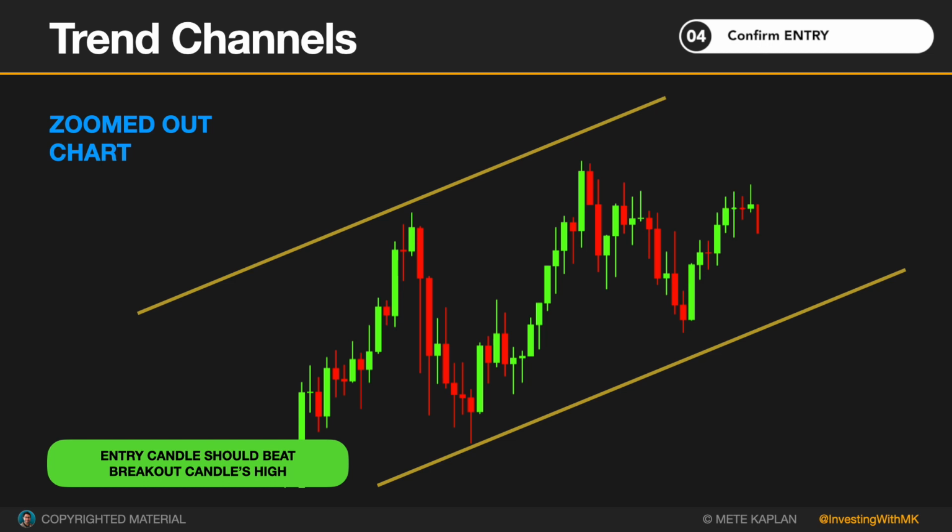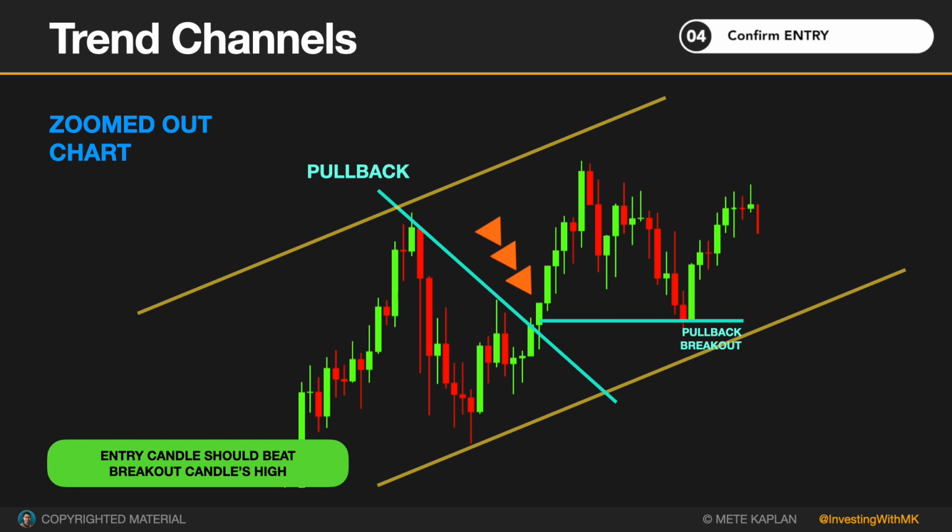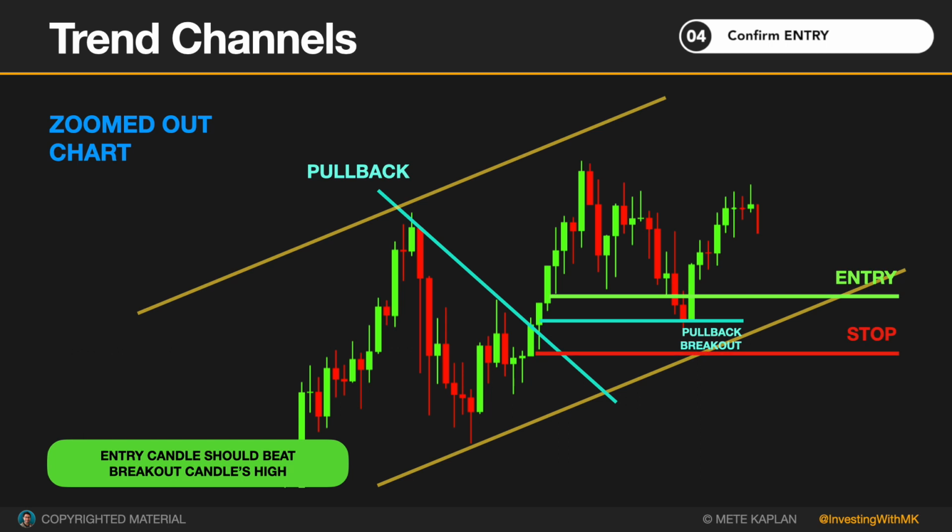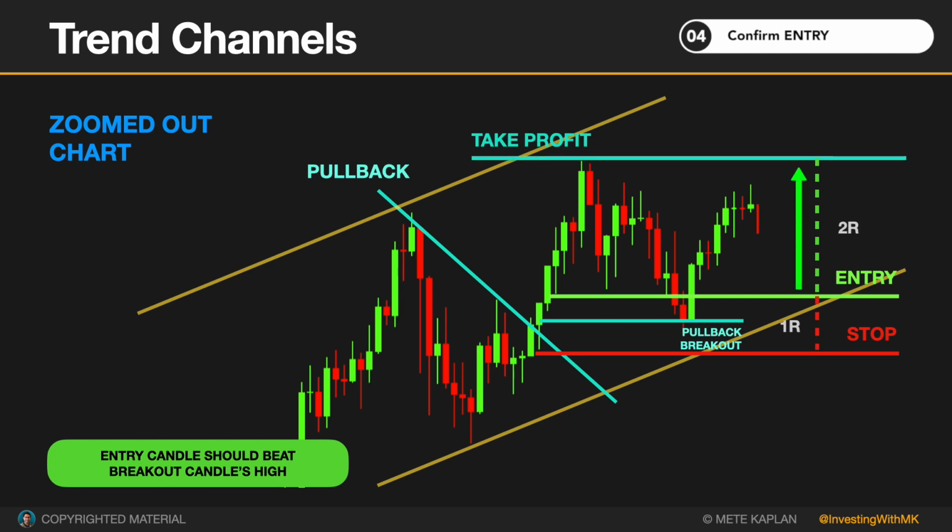Let's check one more example very quickly. Zoomed out the chart so you can see better. This is our pullback. This is the pullback breakout candle. This is our entry candle. This time, placing the stop loss order at the low of the pullback breakout candle. And my take profit order is at 2R, as you can see. Nice, a very clean trade.